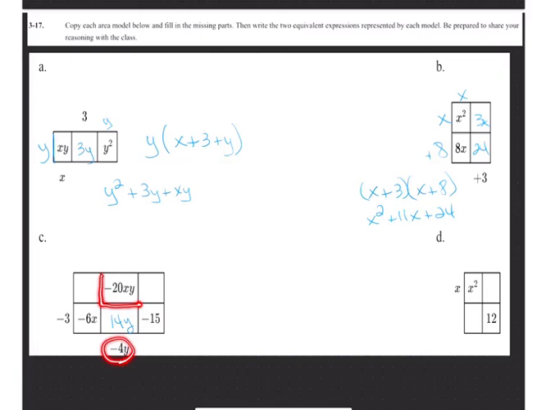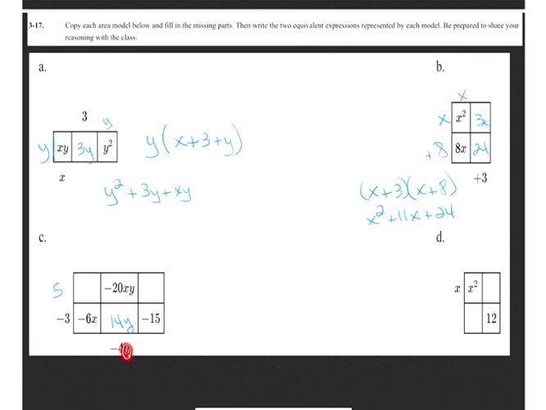So to get a negative, one's got to be positive, one's got to be negative. My bottom's already negative, so I know that the left is going to be a positive. Then I'm going to go number by number and variable by variable. Right? So 4 times what is going to get me to 20? 5. So I'm going to throw my 5 there.